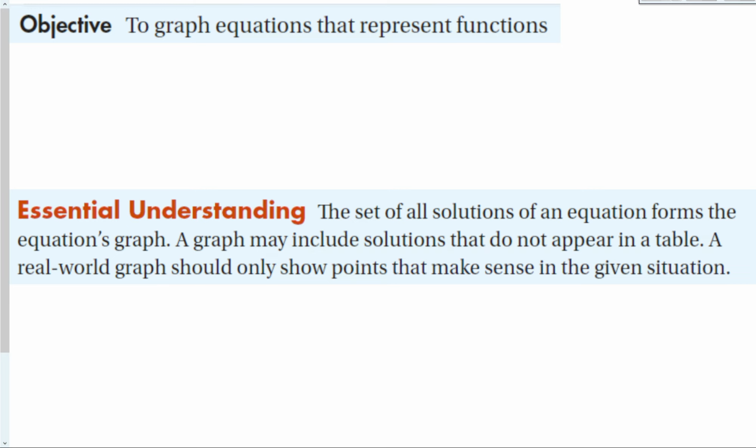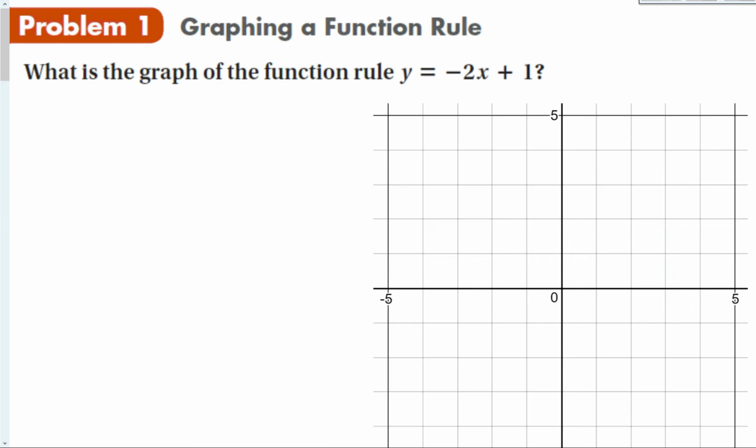Okay, so we're going to start off graphing the function rule y is equal to negative 2x plus 1. You might not know this yet, we'll spend a lot of time on it next chapter, but this is the equation of a line. So before we get to all the tricks about how to graph a line and how to graph other special kinds of functions, there is one basic method that you can use to graph any function, and that is to make a table.